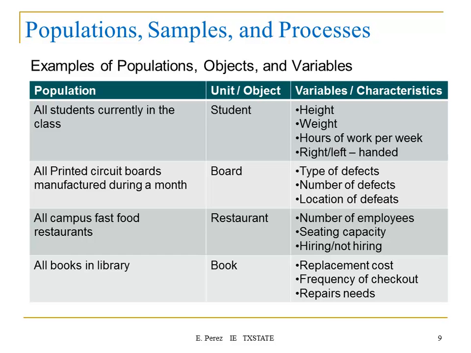If you look at manufacturing, for example, circuit boards, if you have all printed circuit boards for a month, that can be a population. A unit will be just one board, and you have different types of defects, number of defects, the location of defects as your variables. There are two other examples here related to the university. Let's say all books in the library are your population. A single unit or single book will be your unit. And you can have different variables or characteristics for each book: the replacement cost, frequency of checkout, and so on.